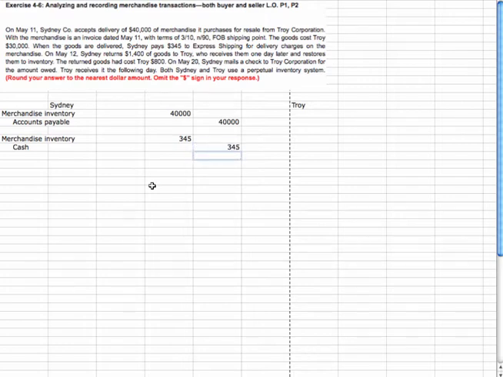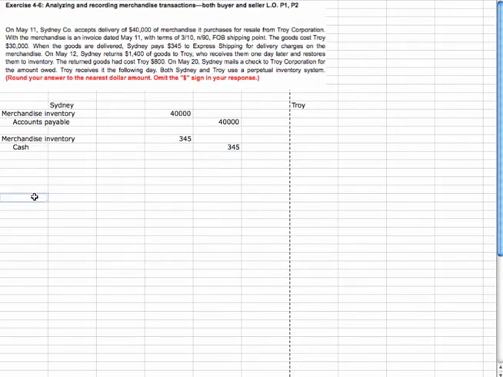Now, some of you might ask the question, why did we not charge the freight in here? Or why didn't we do it to freight expense? Remember, what we said is the cost of the inventory is the purchase price plus all the charges that are incurred to get it into its saleable condition, which includes the freight charges. So when we incur freight charges for receiving that inventory, that is part of the cost of the inventory. So we're going to add that back into merchandise inventory.